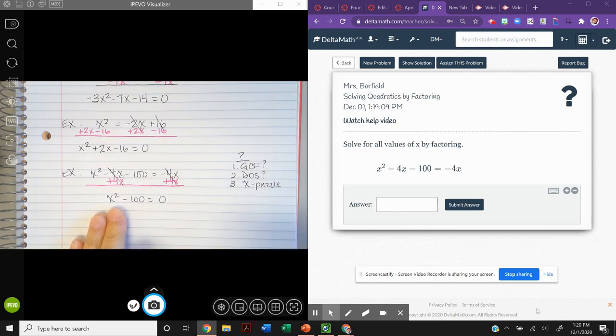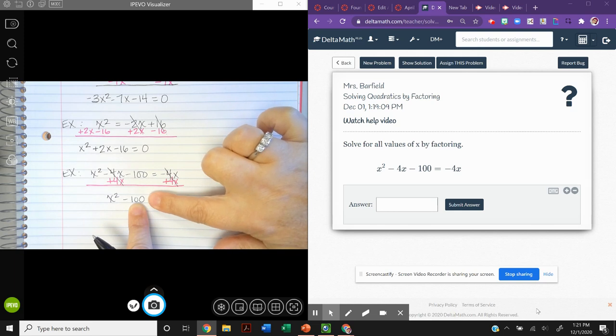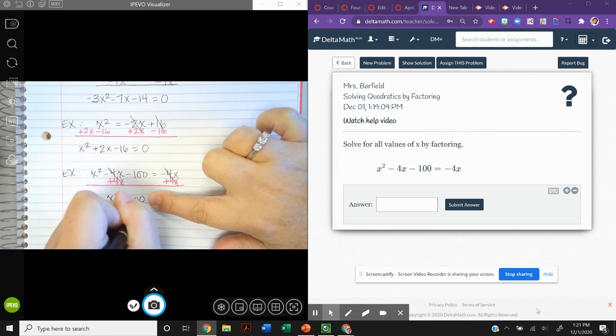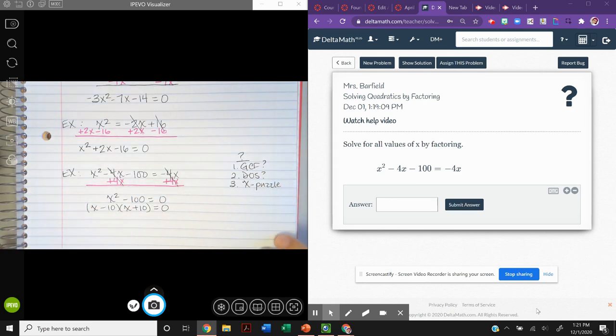I'm looking at this and there is not a GCF, so I go to my next question. Is it a difference of squares? Well, I have a subtraction sign, I have even exponents, and I can take the square root of 100. So that fits the criteria of a difference of squares. I'm not worried about the equals 0 at the moment. So that's x minus 10 times x plus 10, and now I'm going to bring down this equals 0.